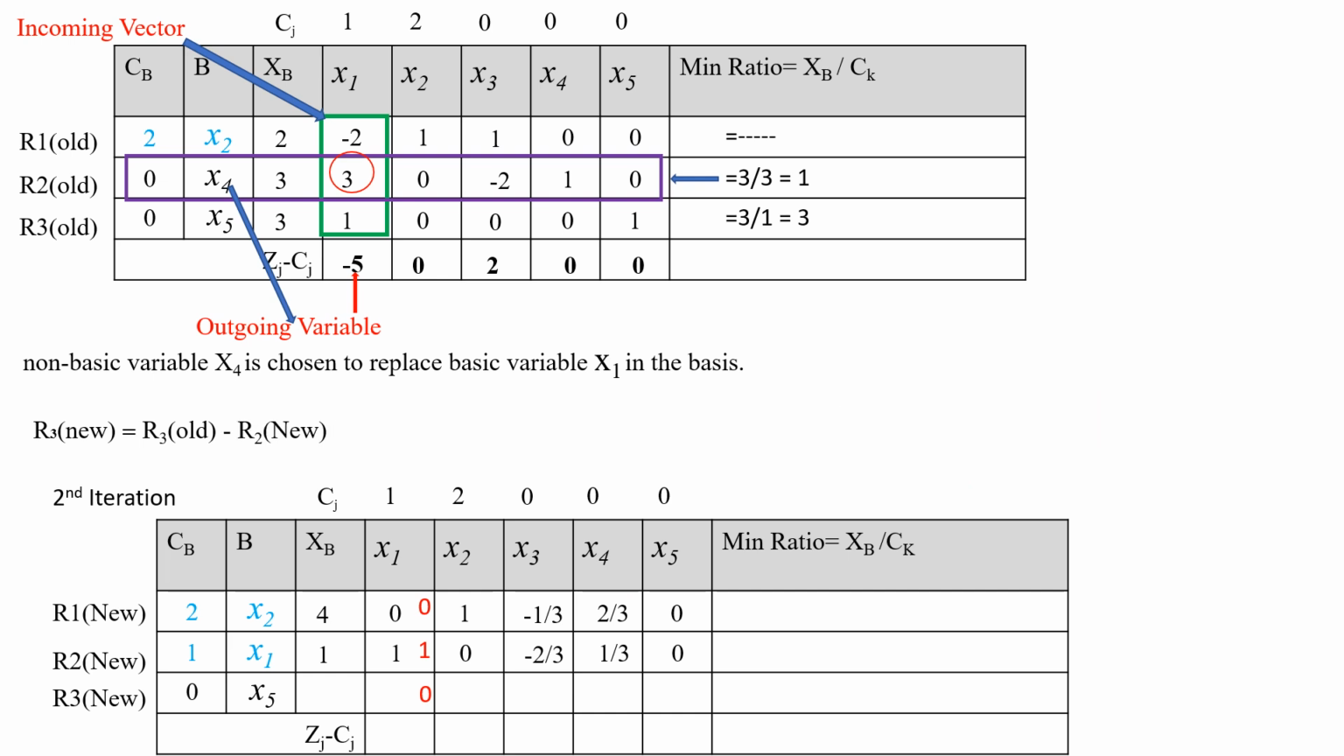The next row operation is R3 new equal to R3 old minus R2 new, that is 3 minus 1, which is equal to 2, and 1 minus 1, 0, 0 minus 0, 0, 0 minus of minus 2 by 3 it is 2 by 3, and 0 minus 1 by 3 it is minus 1 by 3, 1 minus 0 it is 1.